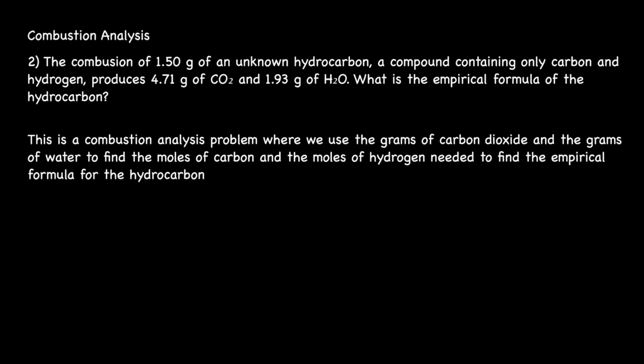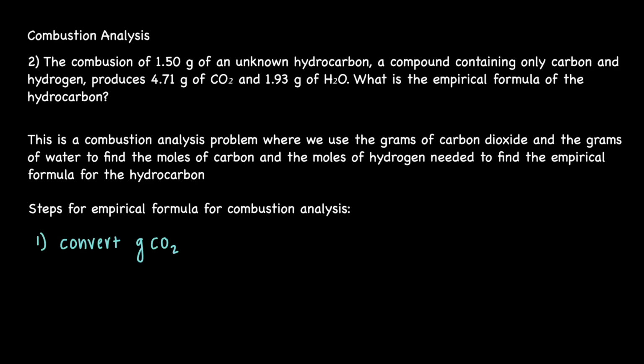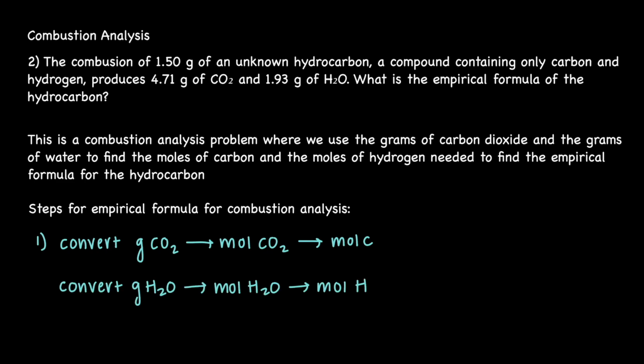This is a combustion analysis problem where we use the grams of carbon dioxide and the grams of water to find the moles of carbon and the moles of hydrogen needed to find the empirical formula for the hydrocarbon. To find the empirical formula for a combustion analysis, we need to first convert grams of CO2 to moles of CO2, and then moles of carbon, and grams of H2O to moles of H2O, and then moles of H.